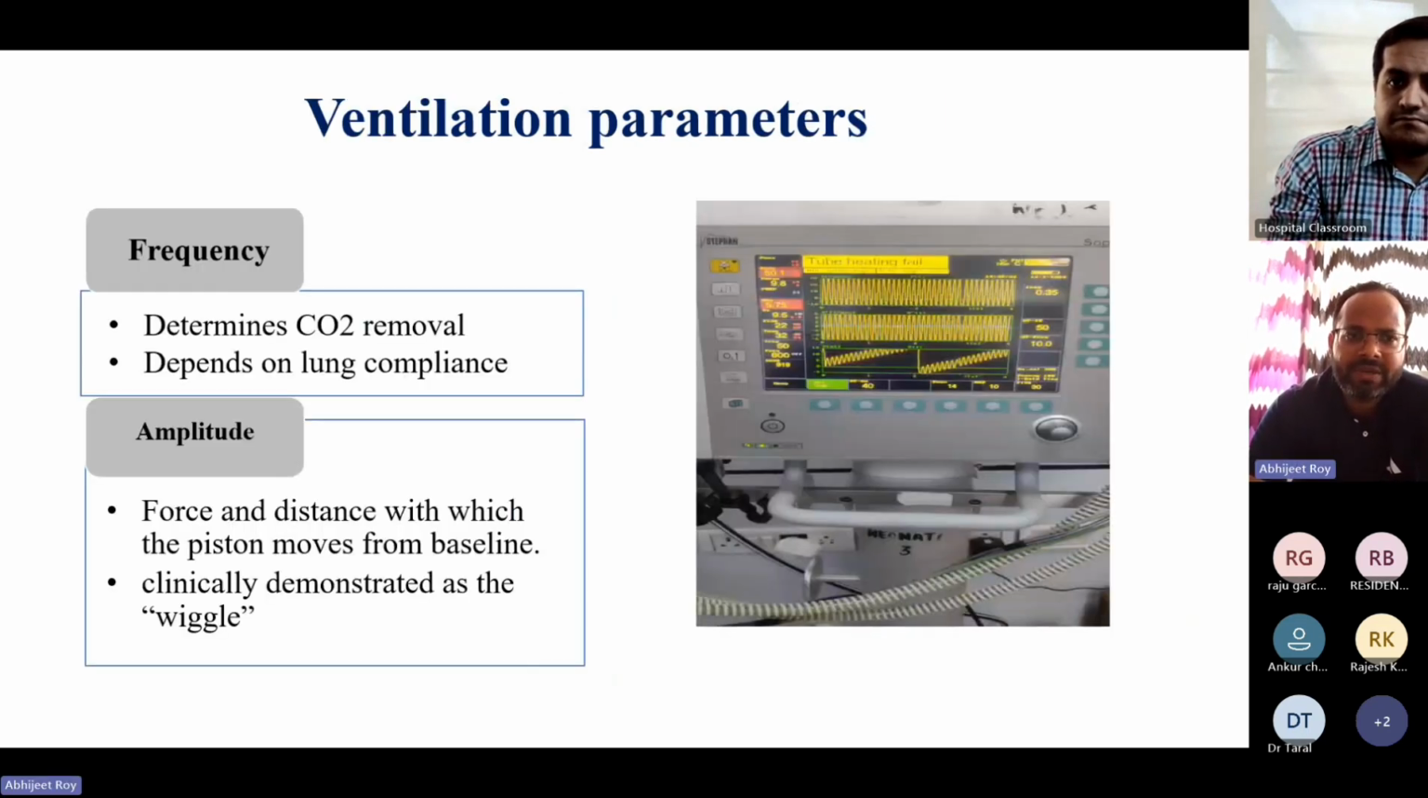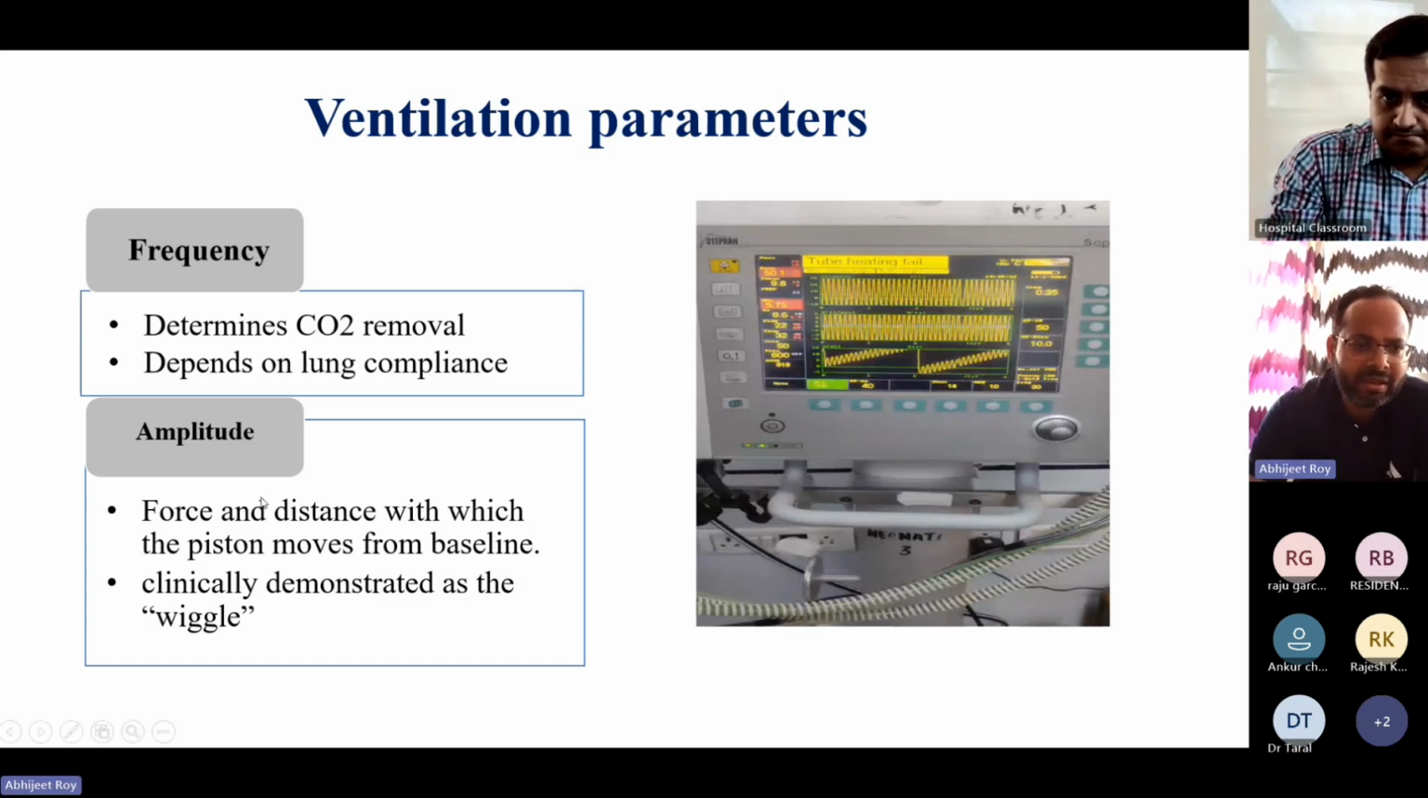So about frequency, as I have already told, the frequency set depends on the weight of the baby. Lower the weight of the baby, we have to keep the higher frequency, because it is at that frequency it has been observed that gas exchange occurs the best, carbon dioxide removal occurs the best. And if the baby is of higher weight, then we have to keep the frequency on the lower side. So for term babies, it is usually around 8 to 12, optimally around 8 to 10. And for preterm babies, it is between 10 to 15, optimally around 12.